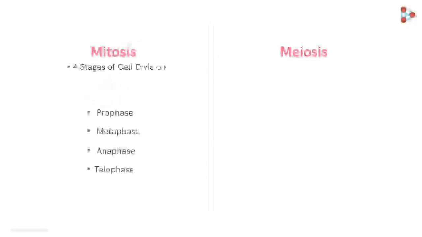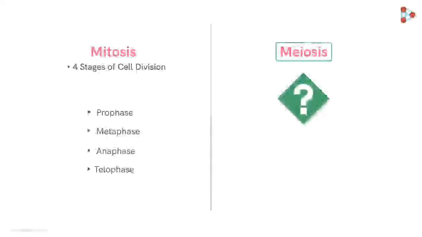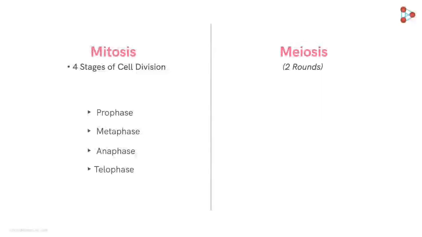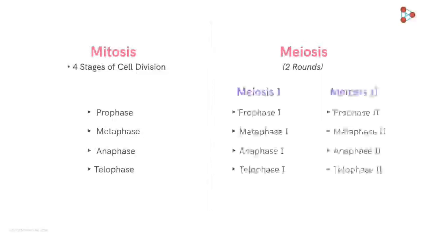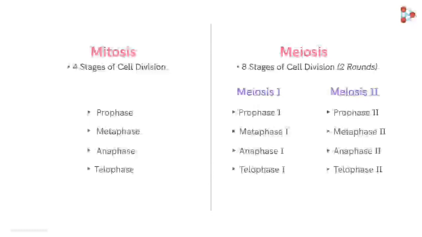But before that, can you tell me how many stages of division does the mitosis process have? Correct. It has 4 stages of division. And is it the same for meiosis as well? The answer is a definite no. Since meiosis involves 2 rounds of division, that is, meiosis 1 and meiosis 2, the process has a total of 8 stages of division.